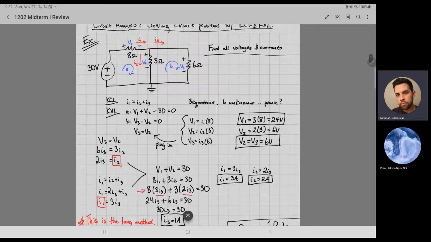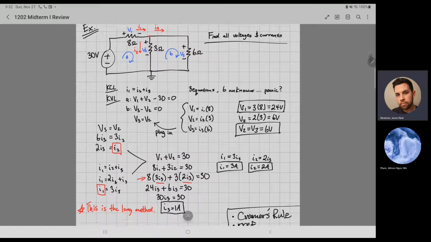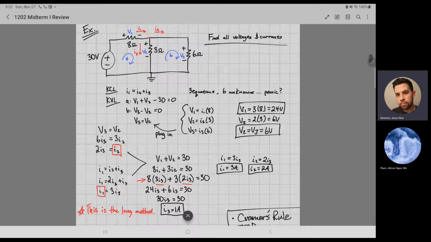In the first midterm review, I did this problem on the video. I'm just showing it here in case you guys want some additional practice, to work it out on your own. I'm not going to go through this again, but this is just a simple KVL, KCL problem.